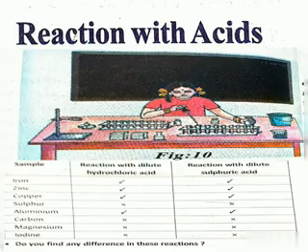Here we find that some metals react with dilute hydrochloric acid or sulfuric acid and liberate hydrogen, but non-metals do not react with acid. In this table, iron, zinc, copper and aluminium are reacting with hydrochloric acid or sulfuric acid.